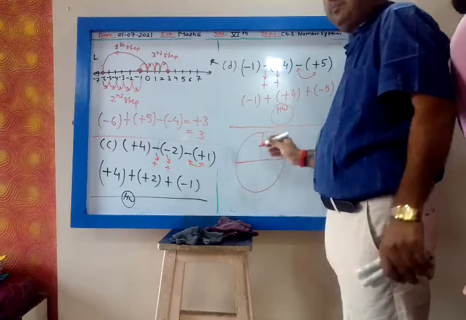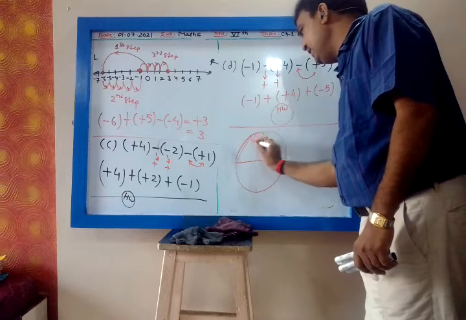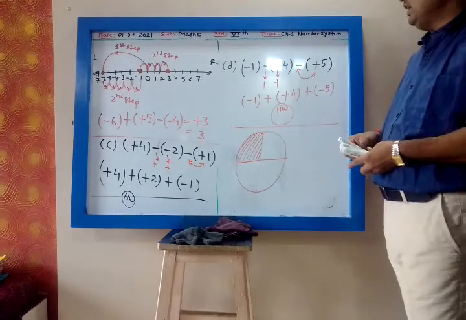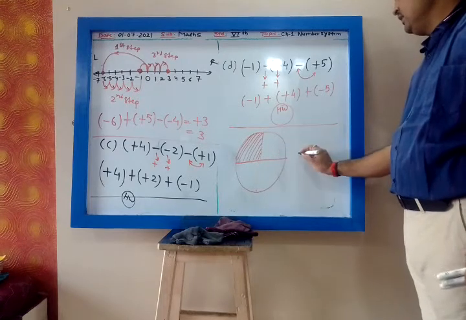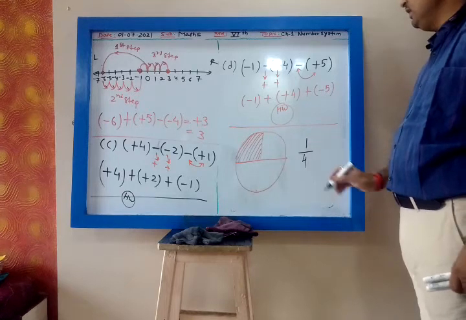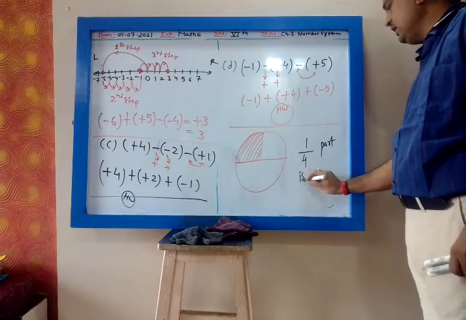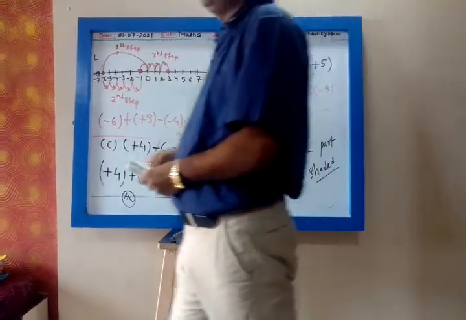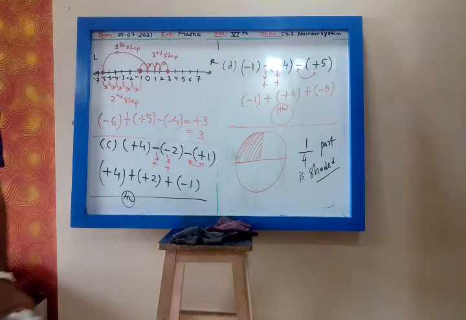So now, write down this. Draw this. Now this is shaded. This is my shaded part. You can see the video afterward, my dear. Total how many parts are there divided? Yes, 4 parts are there. How many parts are shaded? 1. So this is 1/4. 1/4 part is shaded. Quarter, yes. 1/4 part is shaded. Okay.